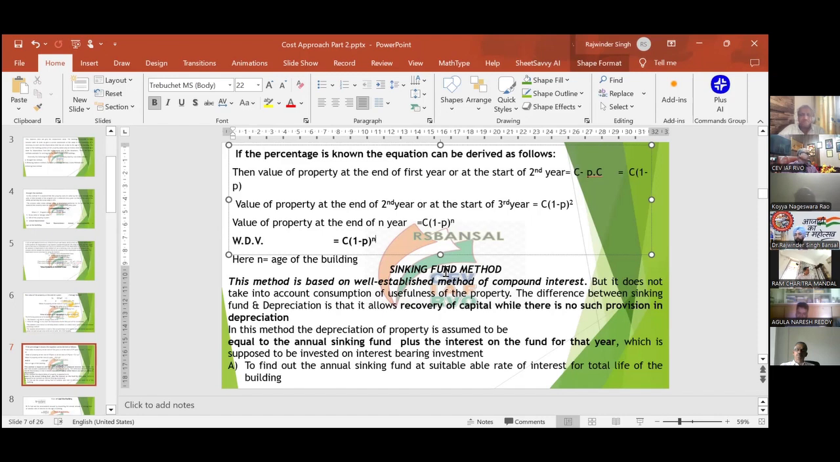Now see, salvage value is to be calculated during the total life of the building.